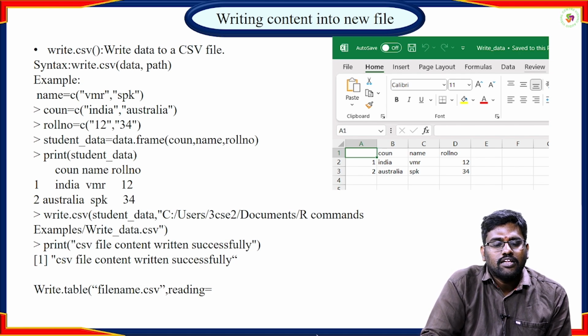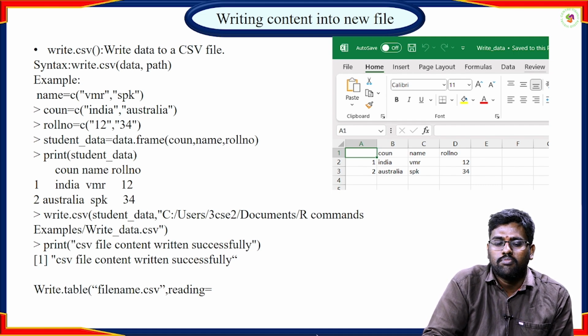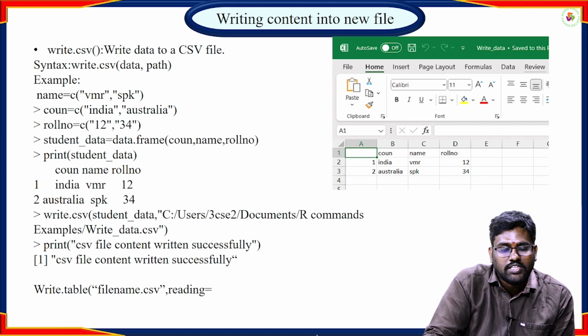For that I took some attributes like name, country, roll number. Student data is another attribute name that is used to collect all the details of name, particular country and roll number of the given member. So student_data is equal to data.frame of country, name, roll number. The student data contains the values of name, country and roll number. Then print of student_data prints all the country, name and roll number along with the indexes 1 and 2.